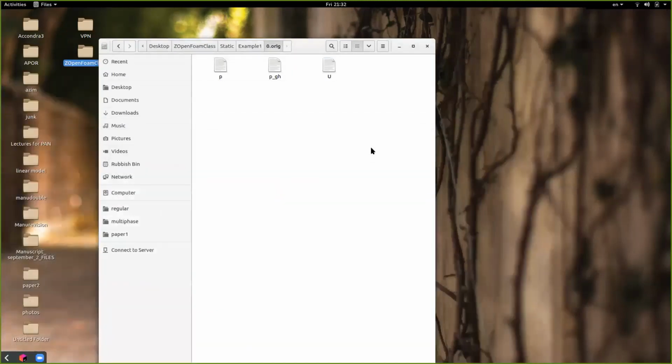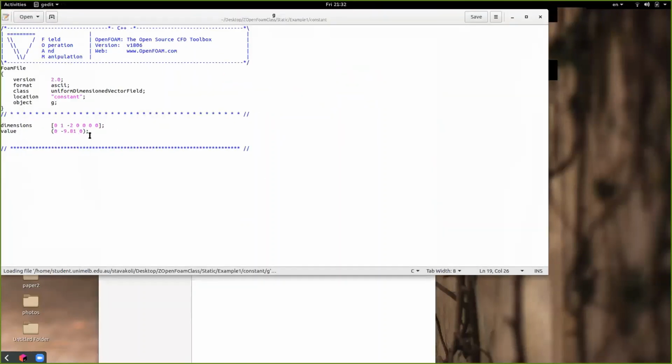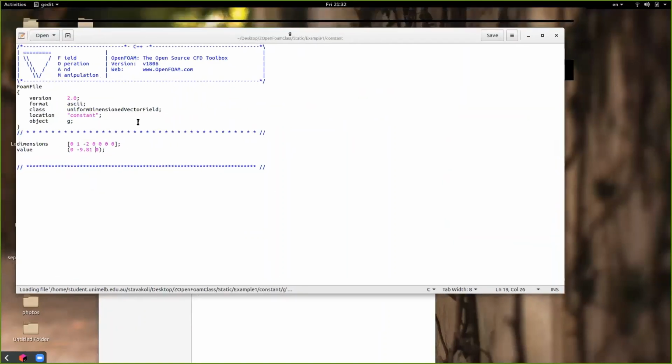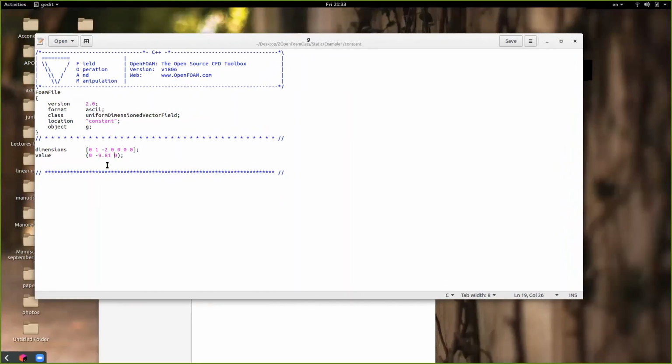Yeah. And now let's go and have a look at constants. So the most important one here is g, the gravity acceleration. So it tells the direction of the free surface. So if it's in Y, you can have waves in the Y direction. Yeah. So it's in the Y direction.